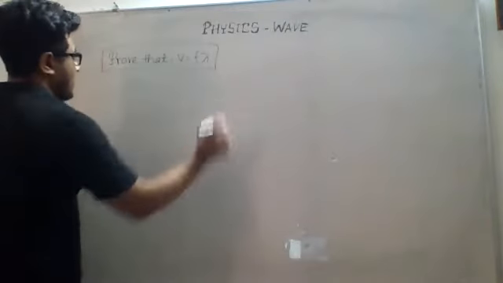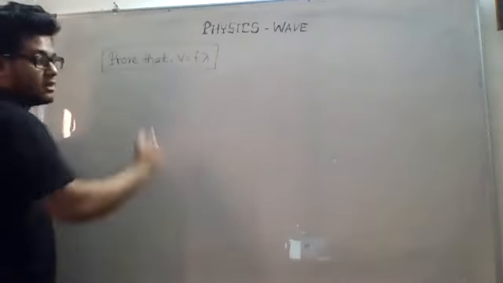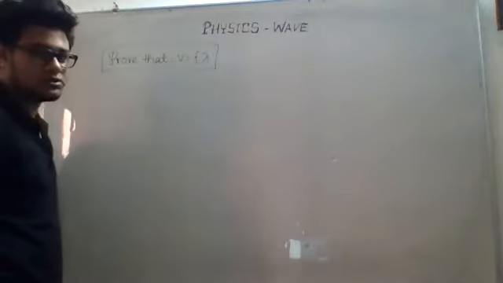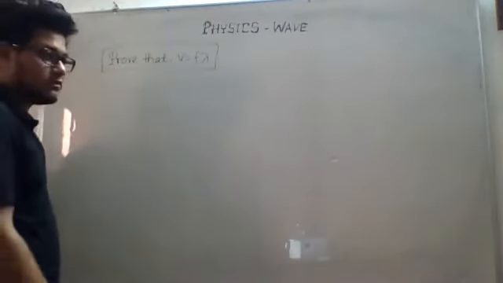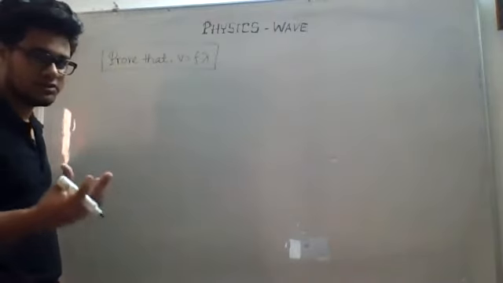V equal to f lambda. Here v is the velocity, f is the frequency, and lambda is the wavelength. I hope you have gone through the quantities that I taught you yesterday, right? Because if you haven't gone through, then it will be a little bit difficult to understand. So that is actually your punishment.